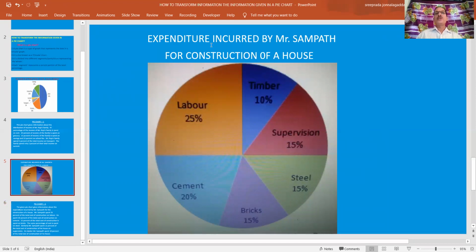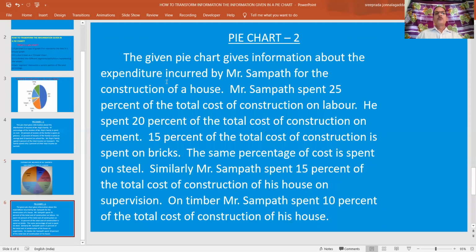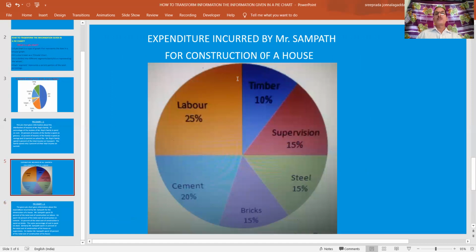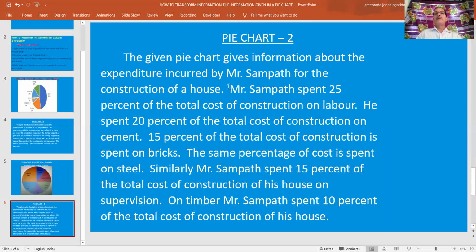So basically it is the expenditure incurred by Mr. Sampath, that means the amount spent by Mr. Sampath for the construction of his house. And these are the segments, and each segment represents some item, and each item is represented by some percentage also. So this is the way we have to change the information into a paragraph. So this is from non-verbal, that means the data given in the form of this pie chart, into a paragraph. So let us have a look at this one.